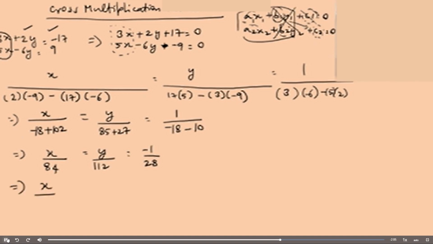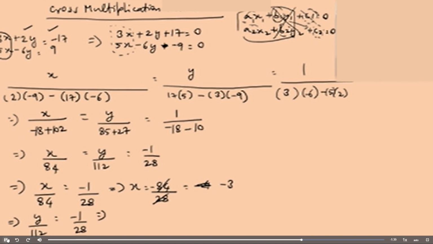Let me take one by one. x by 84 equals minus 1 by 28. x is equal to minus 84 by 28, which is equal to minus 3. y by 112 equals minus 1 by 28. y is equal to minus 112 by 28, which is equal to minus 4. Therefore, the answer is x is equal to minus 3 and y is equal to minus 4.